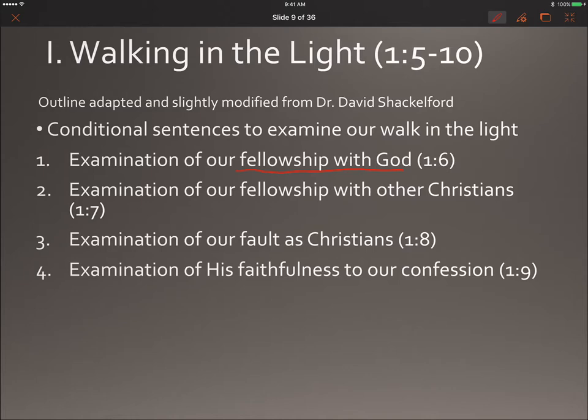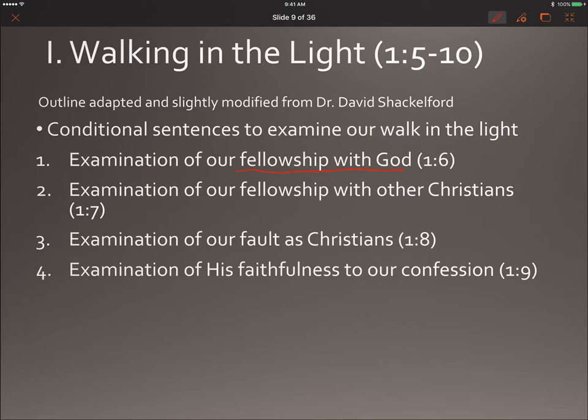Well, I think quite obviously it means walking in sin. Sin is darkness. That is a life that is not reflective of walking in the spirit. We can't walk with God and walk in sin. That just can't be. That's a contradiction in terms. So to walk in fellowship with God is to walk in the truth.